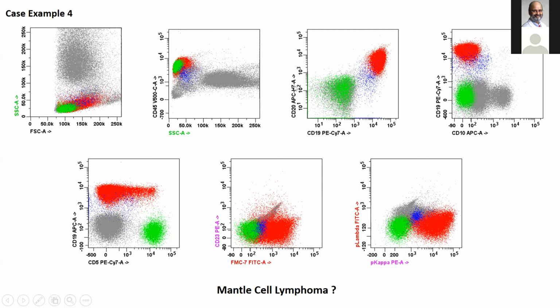And going down, once we figured out that they're B lineage, we're going to take a look at our kappa and our lambda. And the red here is clearly restricted to kappa expression. So we've got a monotypic B cell population, and they go from small to large, right? All right, so we can use our algorithm for that.